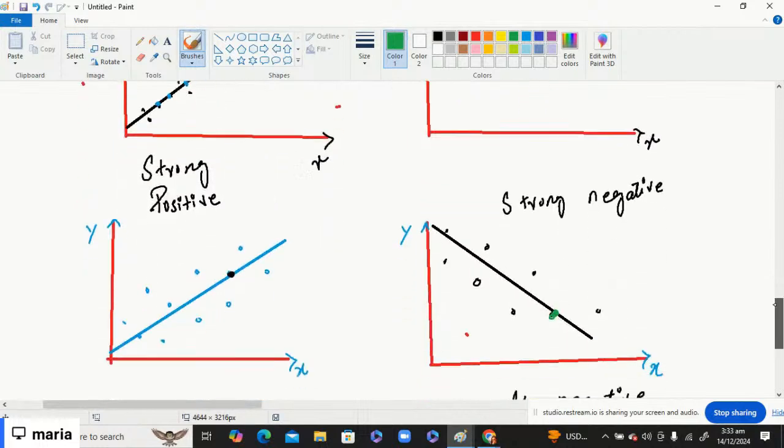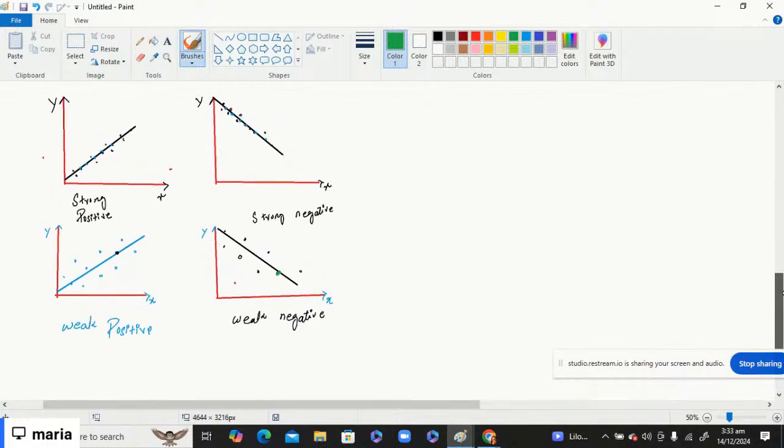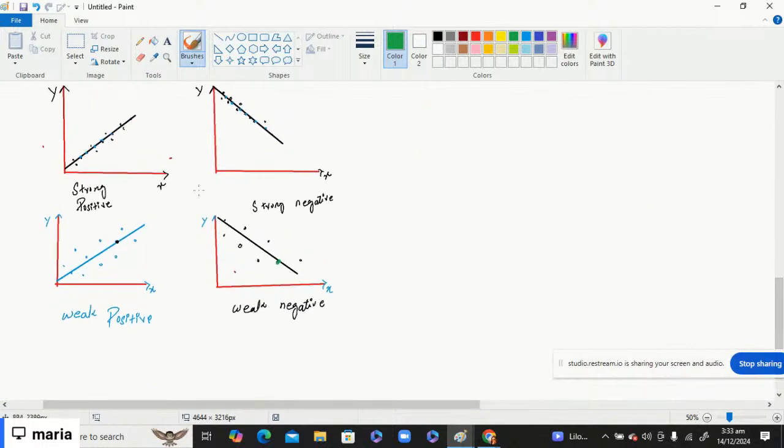These are all the things: strong positive, strong negative, weak positive, and weak negative. Look at these four graphs. Understand these four graphs? What is the meaning of strong positive? Strong positive means from left to right upward. This is from left to right downward. This is strong because most of the points are covered, in the strong negative as well. But for the weak negative, only one point is covered, but it's the same left to right downward. It's the same left to right upward for the weak positive.